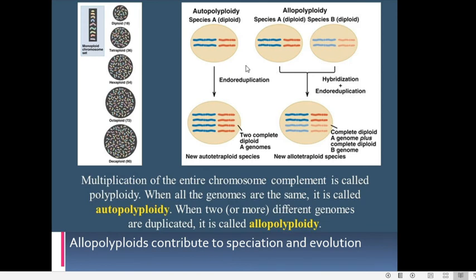Now we have a classification of polyploidy into autopolyploidy and allopolyploidy. Autopolyploidy is the condition in which the multiple genomes are identical and they are derived from the same species. In allopolyploidy, the multiple genomes are distinctly different and they are derived from different species.